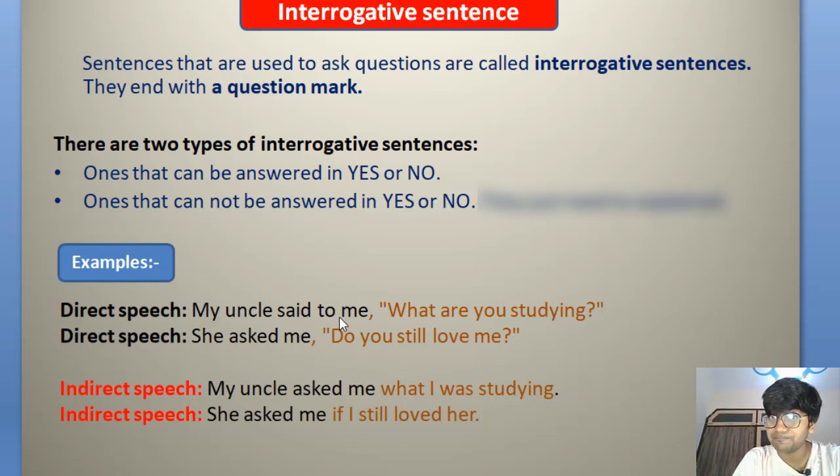My uncle said to me, "What are you studying?" These words are coming from your uncle directly. This is the reported speech. It is coming under quotation marks, and this is separated using a comma. Simple. My uncle said to me, "What are you studying?"